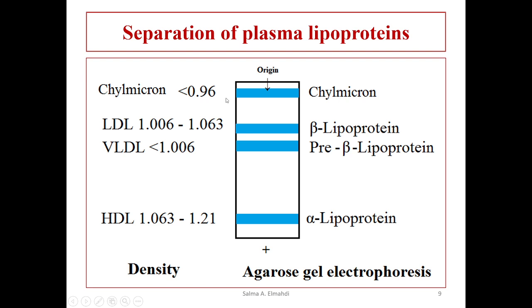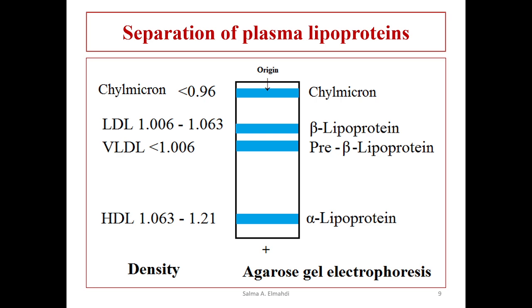And as you can see here, closer to the origin, there is separation of chylomicrons, which have a density of less than 0.96, compared to high density lipoprotein, HDL, with a density that ranges from 1 to 1.2, which travels farther down the separation spectrum. Why are chylomicrons here and HDL here? Because all four lipoproteins contain varying proportions of both lipids and proteins.